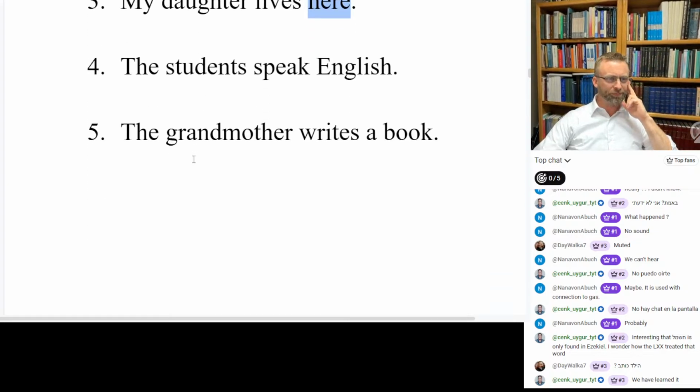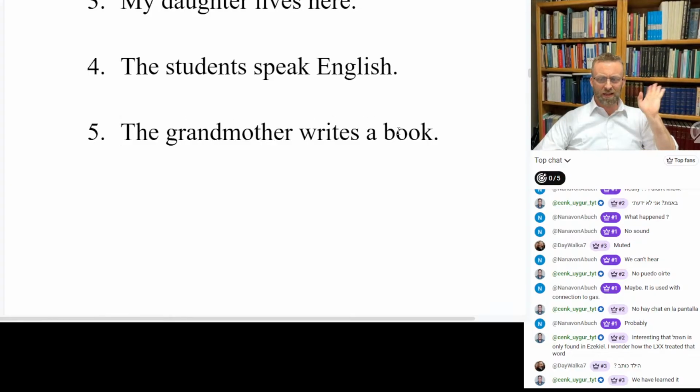All right. The students speak English. Now, we didn't do the plural, but we know that talmid is the masculine singular for student, and so we're going to add an im ending. Hatalmidim midabrim anglit. And then the grandmother writes a book.